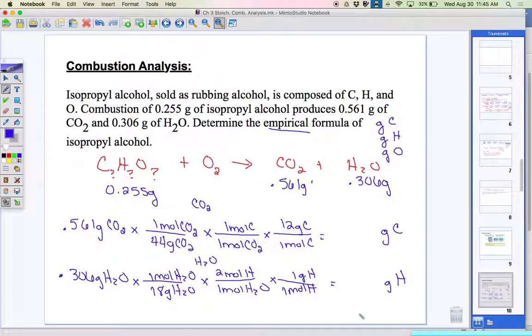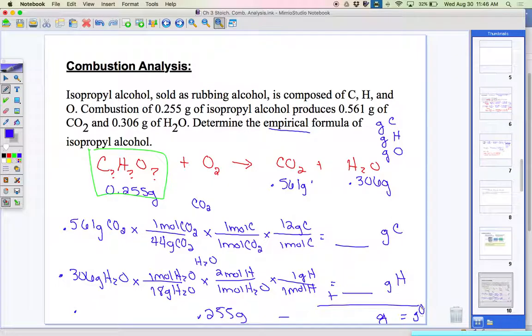We can't do that for oxygen because it shows up in both places, right? We know how much we started with, right? So we can add these two grams up, and whatever we get there, we can subtract from the 0.255 grams, and then that will give us grams of oxygen. Agree? That's the hardest part.